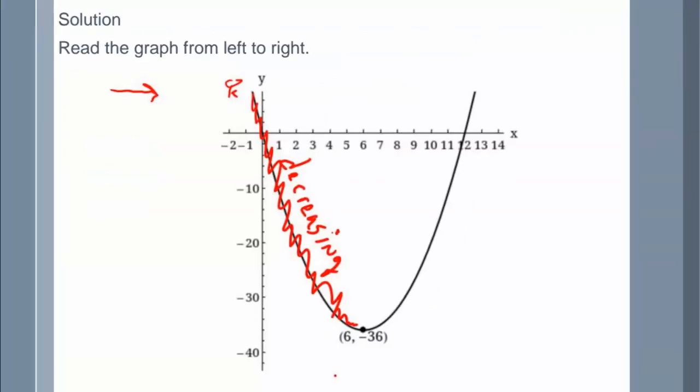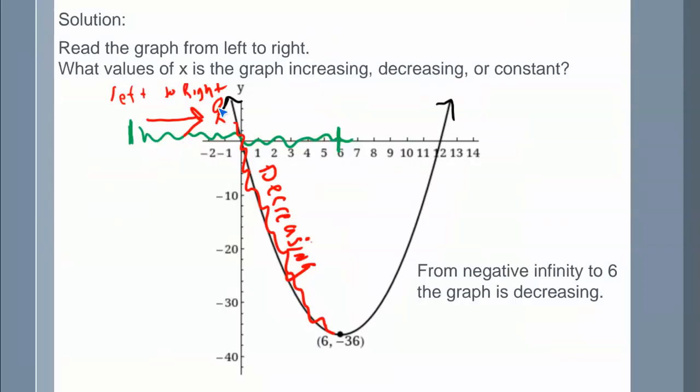So we read the graph from left to right. And so if we're going left to right, this function is decreasing here, okay? And we wanna know at what interval. And so since it has an arrow here, that means that it's gonna be decreasing from negative infinity all the way till we get to 6. And if I go down here, we can see that at 6, it starts to change. So my interval is going to go from negative infinity all the way to 6.